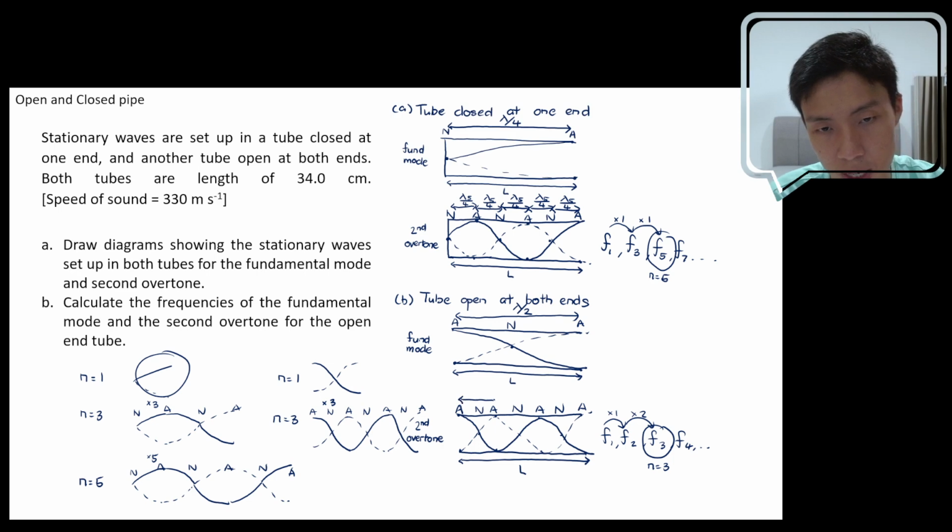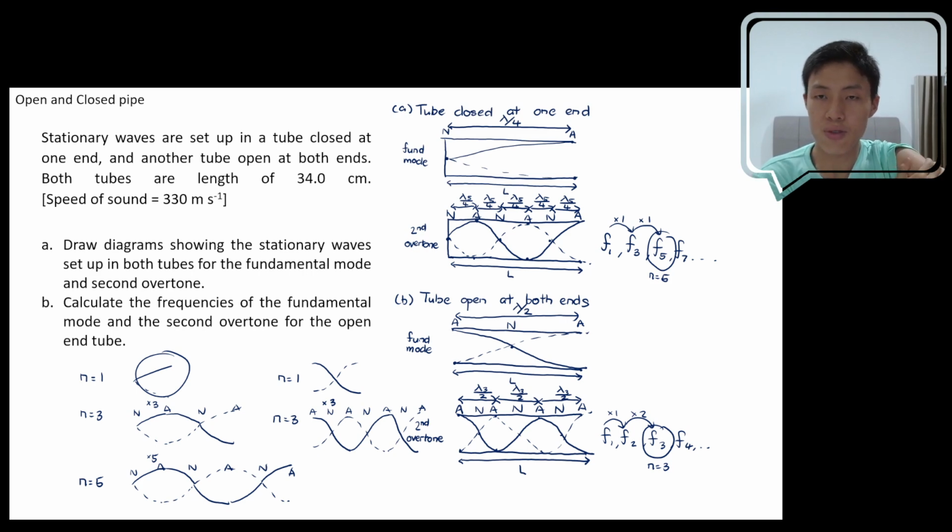So distance between A and A, you can label it as lambda 3 over 2 because it's a third harmonic. This one is also lambda 3 over 2. This one is also lambda 3 over 2. Okay, done. We are done with sketching these 4 diagrams to show the stationary wave set up in both tubes for fundamental mode and second overtone.